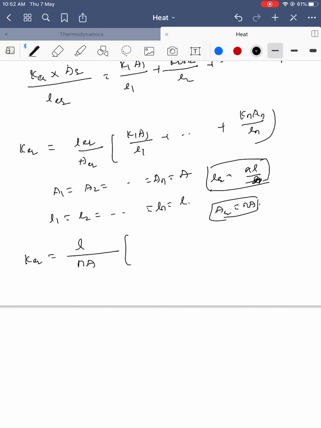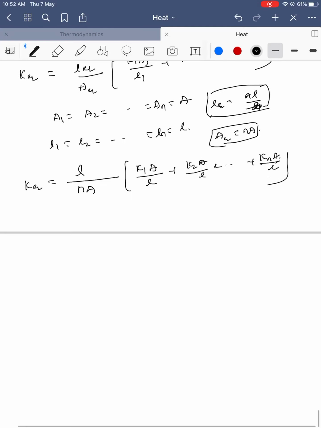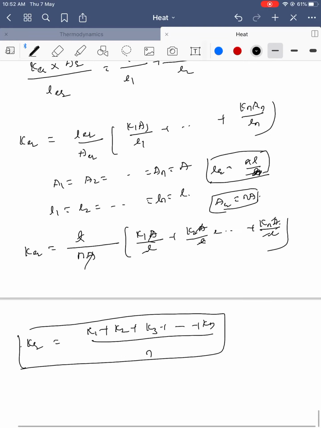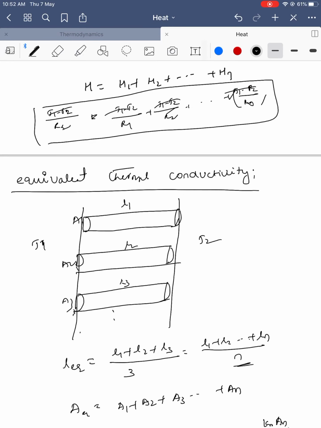So K1 A by L plus K2 A by L plus and so on plus Kn A by L. So A and L everywhere get cancelled. So K equivalent becomes K1 plus K2 plus K3 plus and so on plus Kn by N. So this is the equivalent thermal conductivity for the combination in a parallelly combined system.